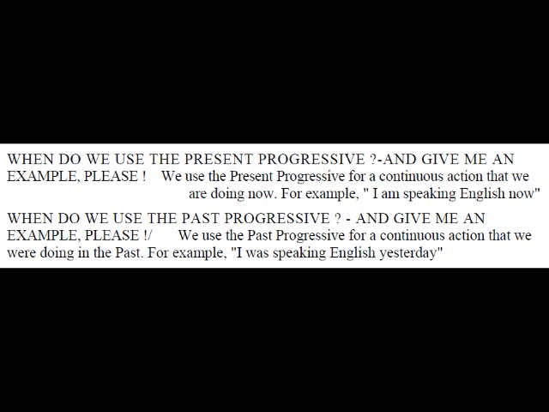When do we use the present progressive? And give me an example, please. We use the present progressive for a continuous action that we are doing now. For example, I am speaking English now. When do we use the past progressive? And give me an example, please. We use the past progressive for a continuous action that we were doing in the past. For example, I was speaking English yesterday.